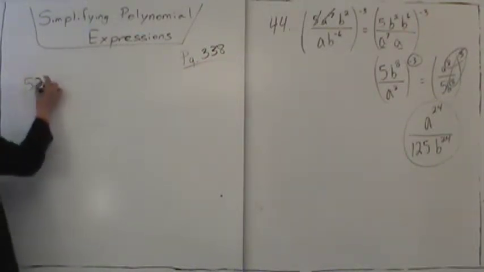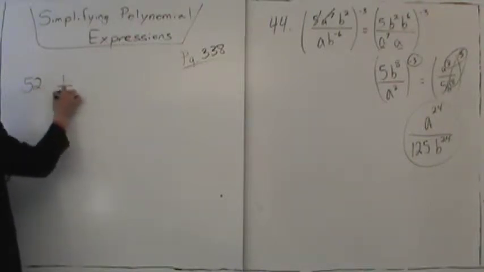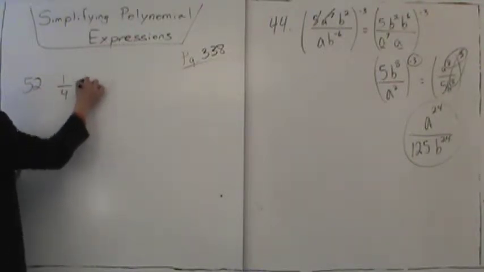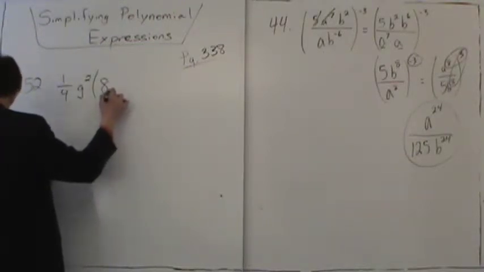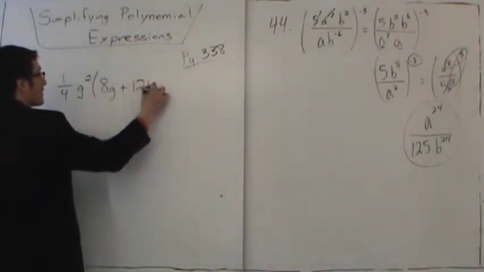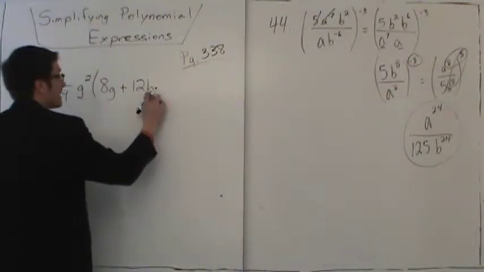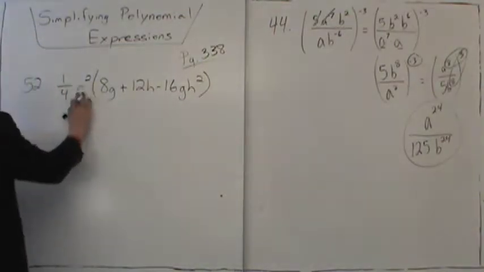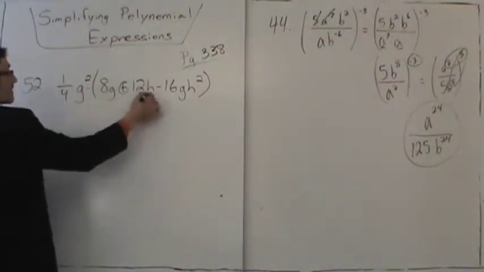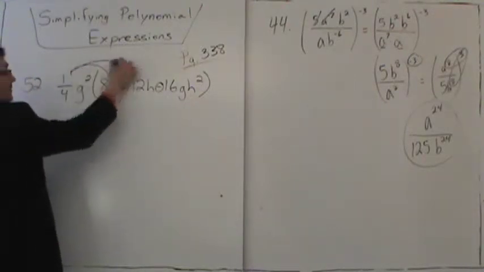Question 52 is 1/4 g squared multiplied by 8g plus 12h minus 16 gh squared. And what happens when multiplication meets addition? Okay, when multiplication meets addition, distributive property applies.